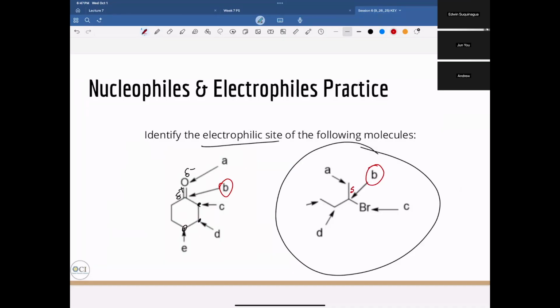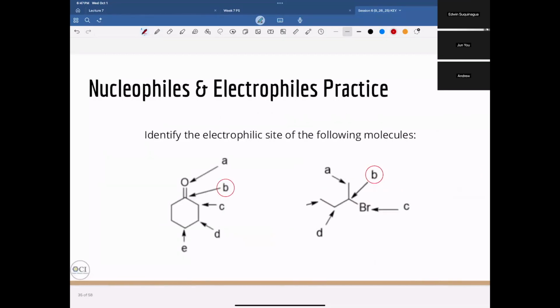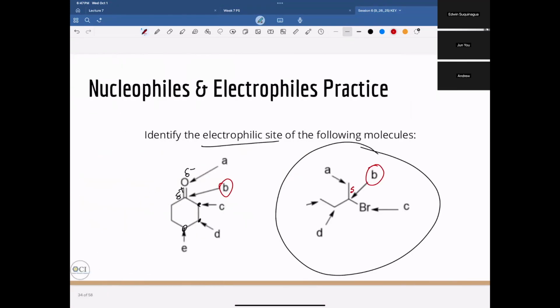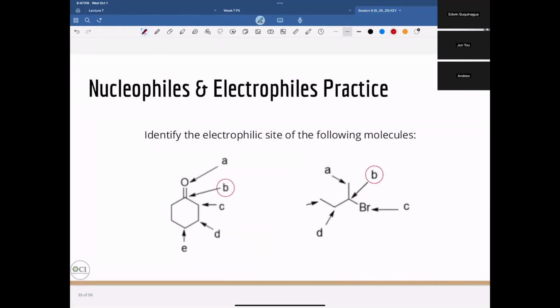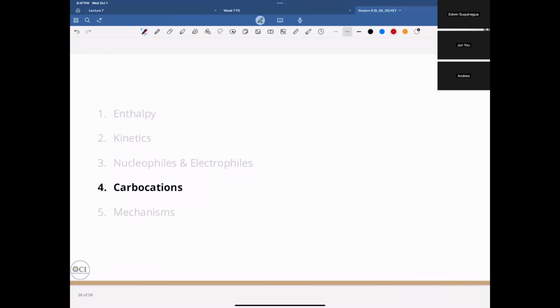There'd be more than one possible. What was that? There'd be more than one. On this example? Yeah, you can have multiple electrophilic sites and nucleophilic sites as well. It's just that we chose this example because there's only one of them. So, yep. All right, so next subtopic is going to be on carbocations.